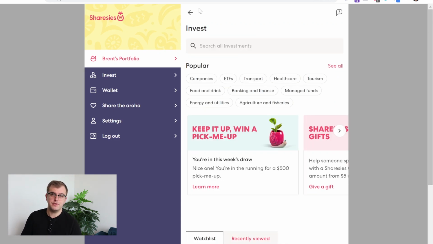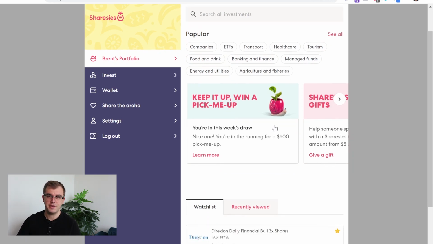Now, this could be useful if there's something specific that you're looking for. For example, socially responsible companies, could be something in banking, could be something in tech. This is just a useful tool for us to use if we're ever looking for something to put our money into. Now below the filters, there's a number of different options that Sharesies has available here.